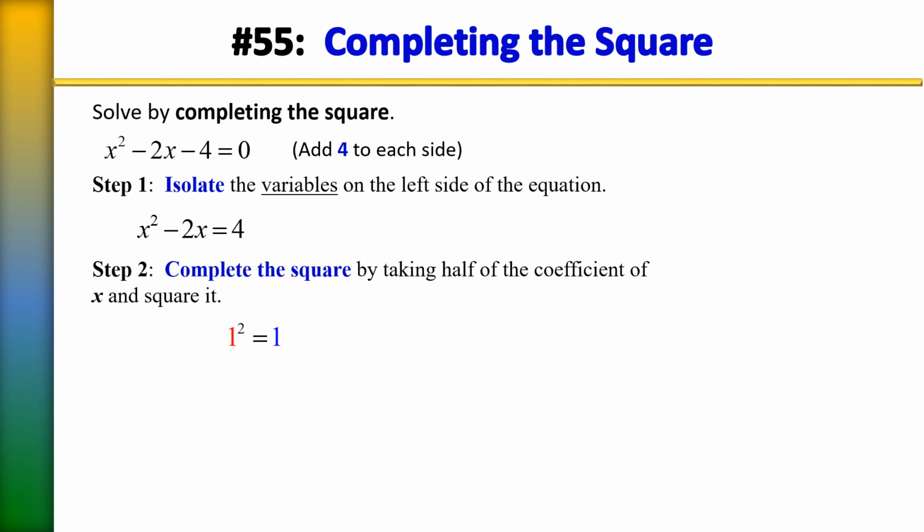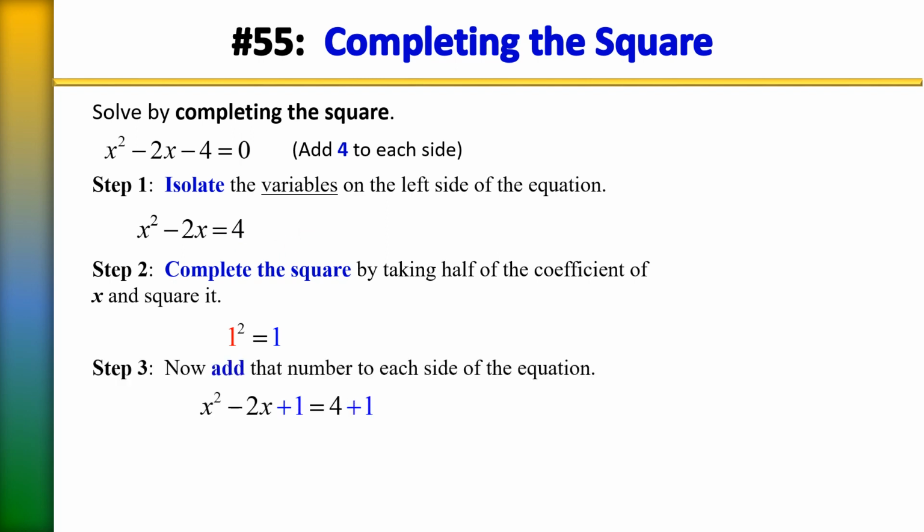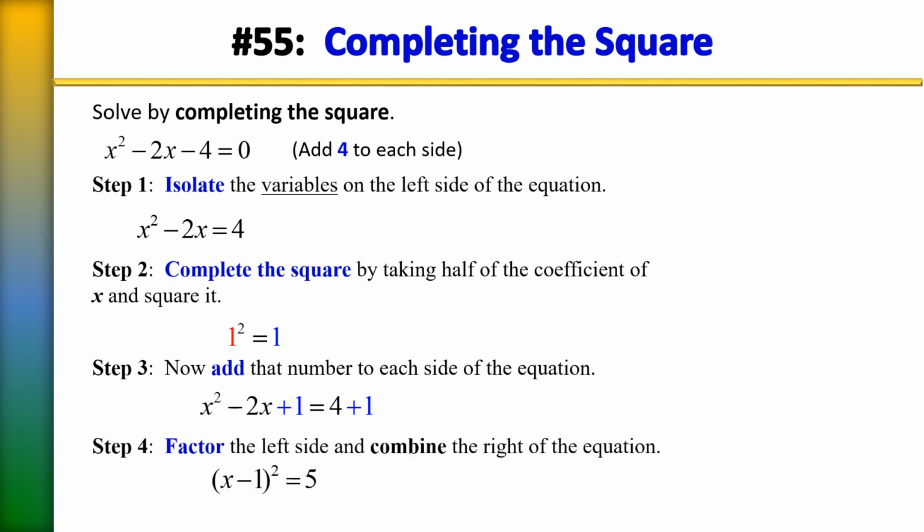But remember the rules of equations. Whatever you do to one side, you have to also do to the other side. So I'm going to have to also add 1 to the other side. So now I can go ahead and factor the left side, because it now factors into a perfect square trinomial. That factors into x minus 1. And on the right side, when we combine it, that's going to leave us with 5. And so from here, we can proceed with the square root property to solve this problem.